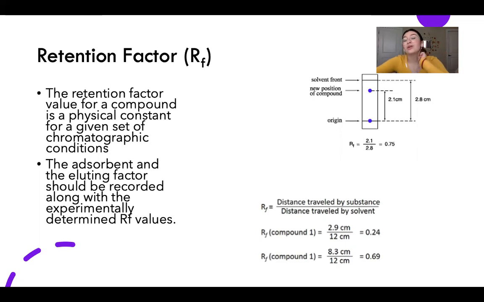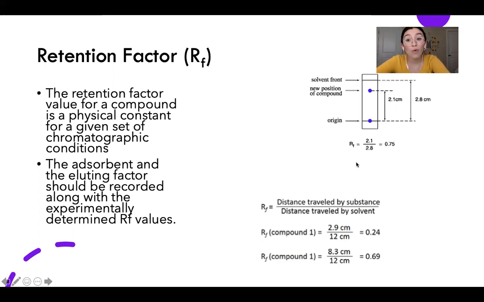Now, this is how you calculate it. Rf is equal to the distance traveled by the substance divided by the distance traveled by the solvent. As you can see here, we have our origin. This is the distance traveled by our substance, the 2.1. And then you have to calculate the distance traveled by the solvent. So you go to the origin and you measure the solvent. And then you divide 2.1 by 2.8 to get your Rf value.